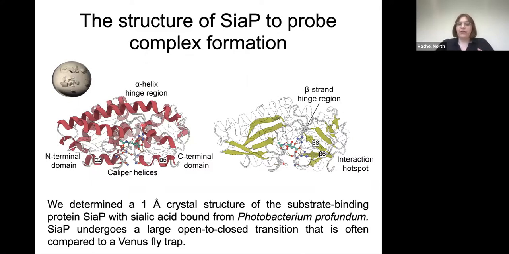And so SiaPs undergo a really large open-to-closed transition that is often likened to that of a Venus flytrap. To do this large opening and closing movement, they bend around these helix regions seen in the alpha helix and the beta strand here, the hinge. Something else I want to point out on the slide very quickly is these 2 caliper helices here, because I'll mention them later, alpha 2 and alpha 5, and also this beta 6 and beta 8, which I've labeled as an interaction hotspot. As you can imagine, this surface here is the bottom of the SiaP, so you can imagine that that's actually what's docking to the SiaQM to deliver this sialic acid.